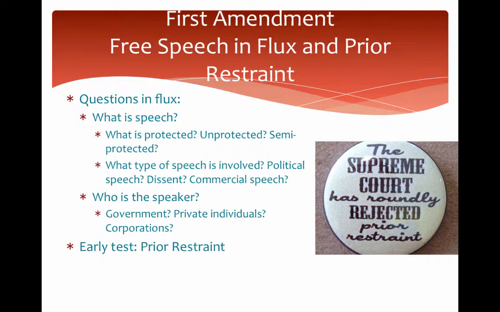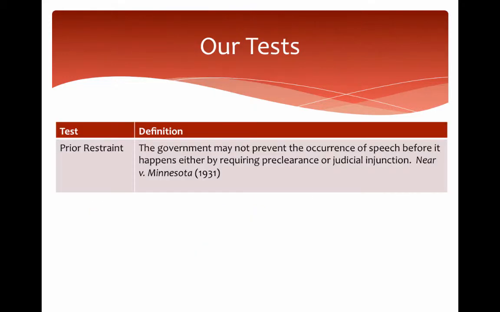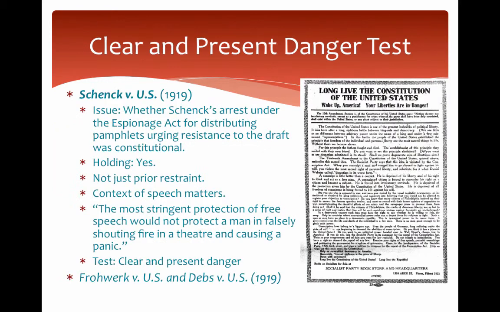So as we go through the tests this week, what I will be doing is sharing with you a continuing graph like this, which adds to our list of tests. So the first is that prior restraint, that the government cannot prevent the occurrence of speech before it happens, either by requiring you to clear it through them or register with them in some certain way, or through judicial injunction.